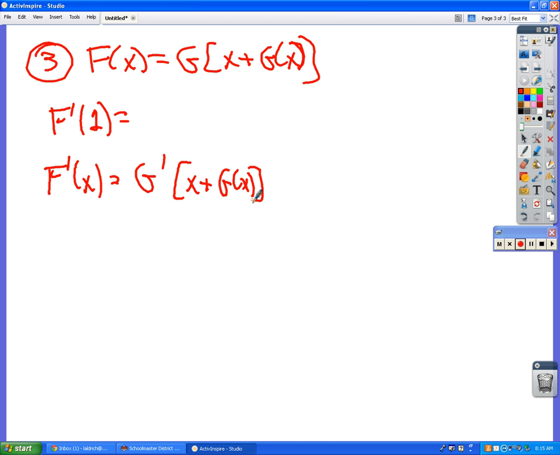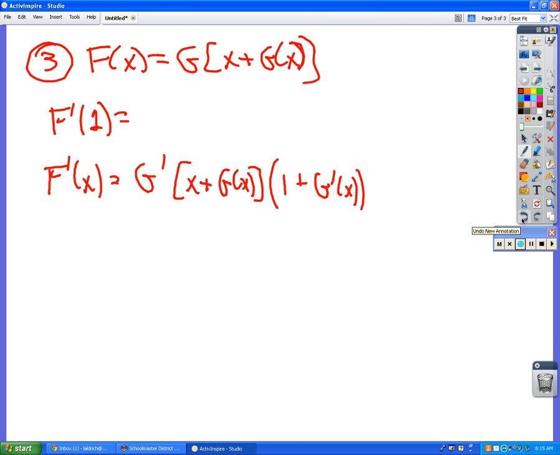And then what do you multiply that by? Derivative of the inside stuff. So we're going outside in. So the derivative of x is 1. Plus the derivative of g of x is... No, because if you wanted to try and think about it that way, then if you put the 1 in front, then you subtract 1 and get 0, and then you wouldn't have anything. Alright? Okay, so that's f prime of x.